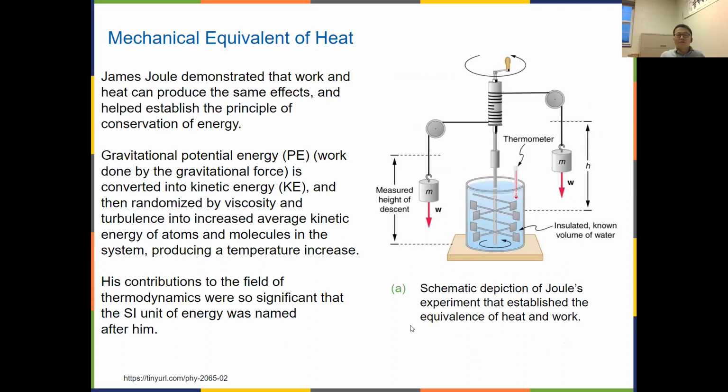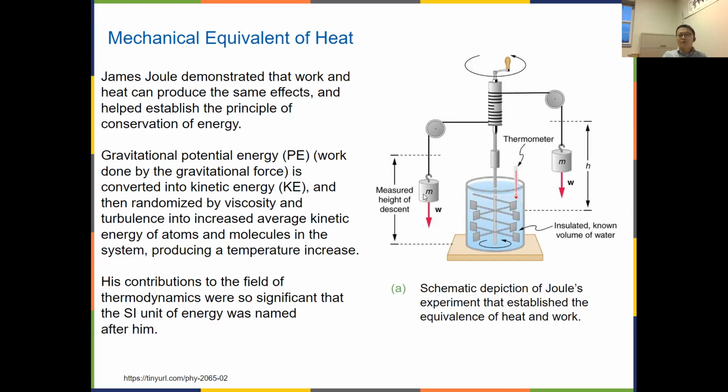And if you have wondered why the energy or heat has the units of joule, then it's actually due to the work done by James Joule a couple hundred years ago. So he demonstrated that heat is equivalent to energy. In his experiment, he has two weights, and ropes wrapped around a spinner. You can imagine that as the weights are released, they go down.